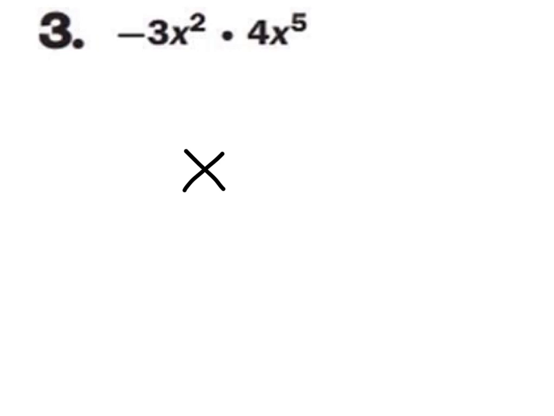If I were to multiply these together, how many x's would I end up with? 7.